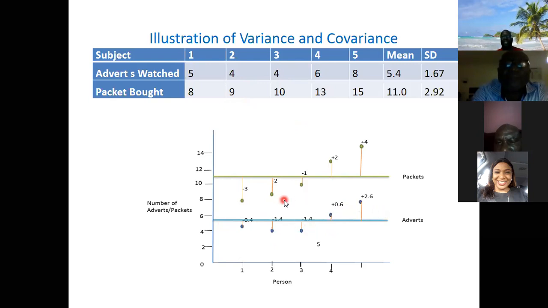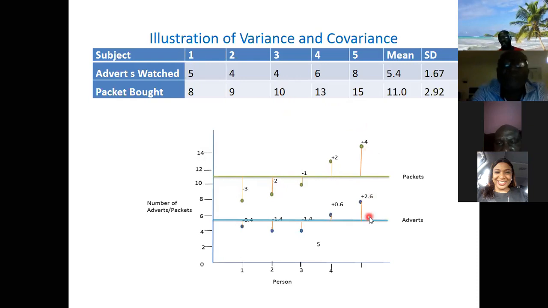But if you now consider the packet bought also, the person that bought 8, you see it's below the mean, because the mean is 11, by 3. That's why it's minus 3 there. And the person that bought 9 is below the mean by 2. Then the person that bought 10 is below the mean by 1. The person that bought 13 is above the mean by 2. So the mean is 11. And the person that bought 15 is above the mean by 2.